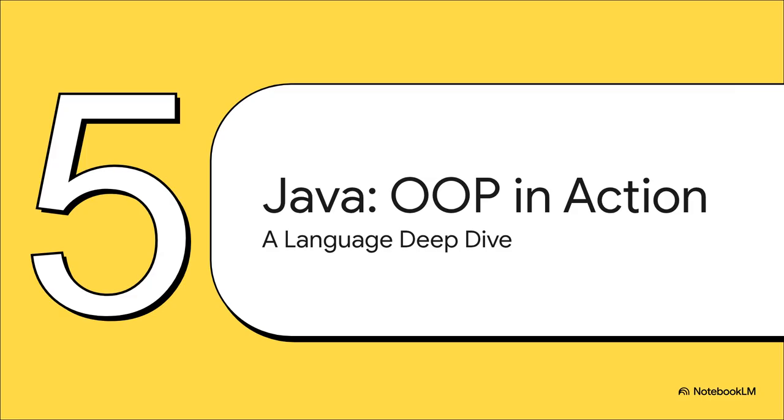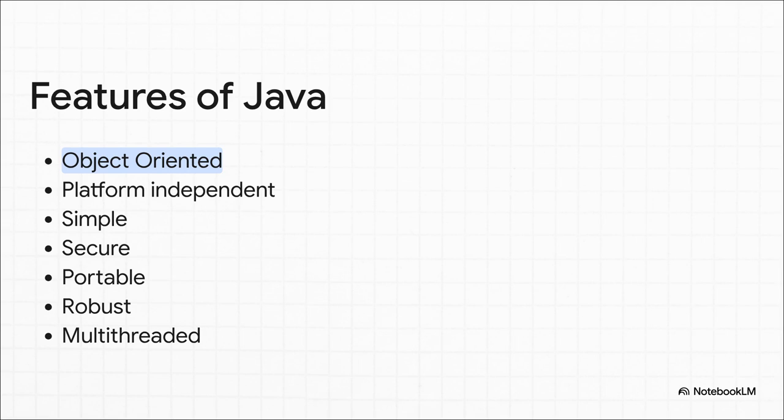So I know these ideas might feel a little bit abstract, but they really come to life when you see them in an actual programming language. And to see OOP in action, there's no better place to look than a language that was basically built from the ground up on these ideas, Java. Now, Java's known for a lot of things, but its entire philosophy, its very soul, is built on OOP. Like our source material highlights, in Java, practically everything is treated as an object. It's not just a feature, it's in the language's DNA.